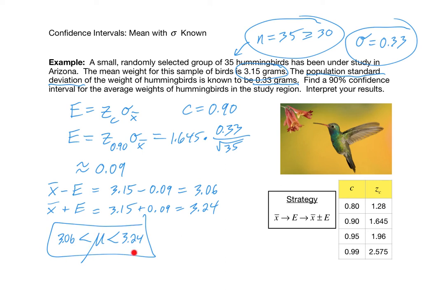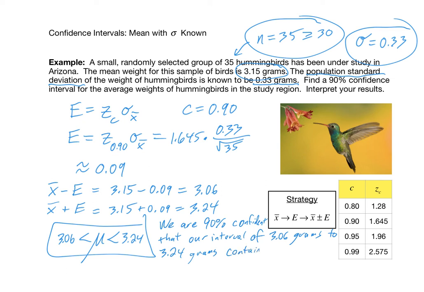And then, of course, we don't simply finish with that. We always need to interpret our results. So we've got to say what this means. So again, when we start with the level of confidence, we are 90% confident that our interval of 3.06 grams to 3.24 grams contains the population mean weight of hummingbirds.